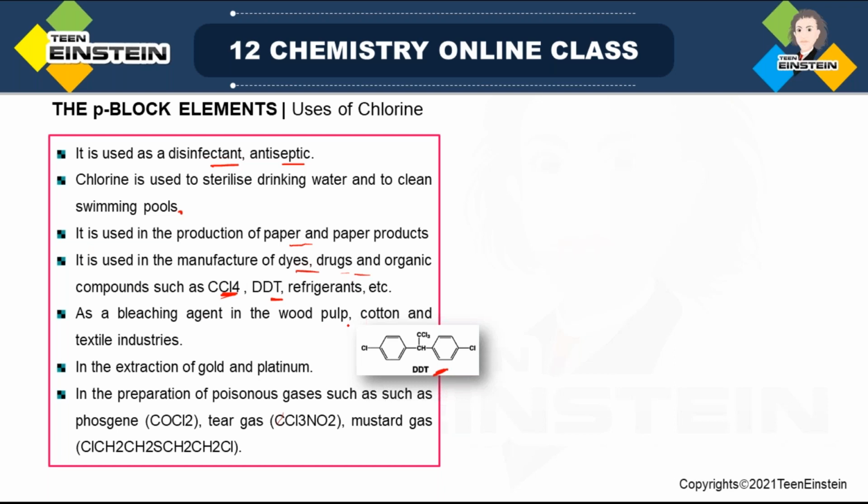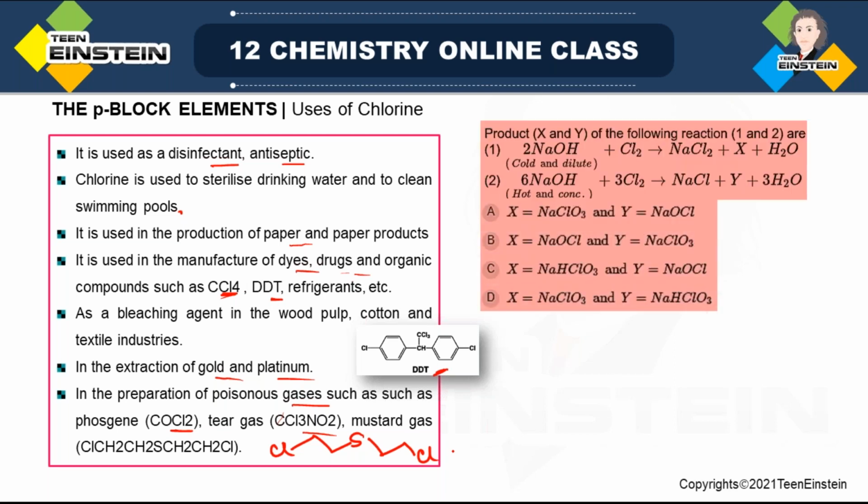As a bleaching agent in the wood pulp, cotton and textile industries, because we have already seen, because of nascent oxygen it has bleaching capacity. In the extraction of gold and platinum, and in the preparation of some poisonous gases such as phosgene, COCl2, tear gas, CCl3NO2, and mustard gas. That is Cl, CH2, CH2S, then again CH2, CH2, Cl. So this is the mustard gas. Okay.